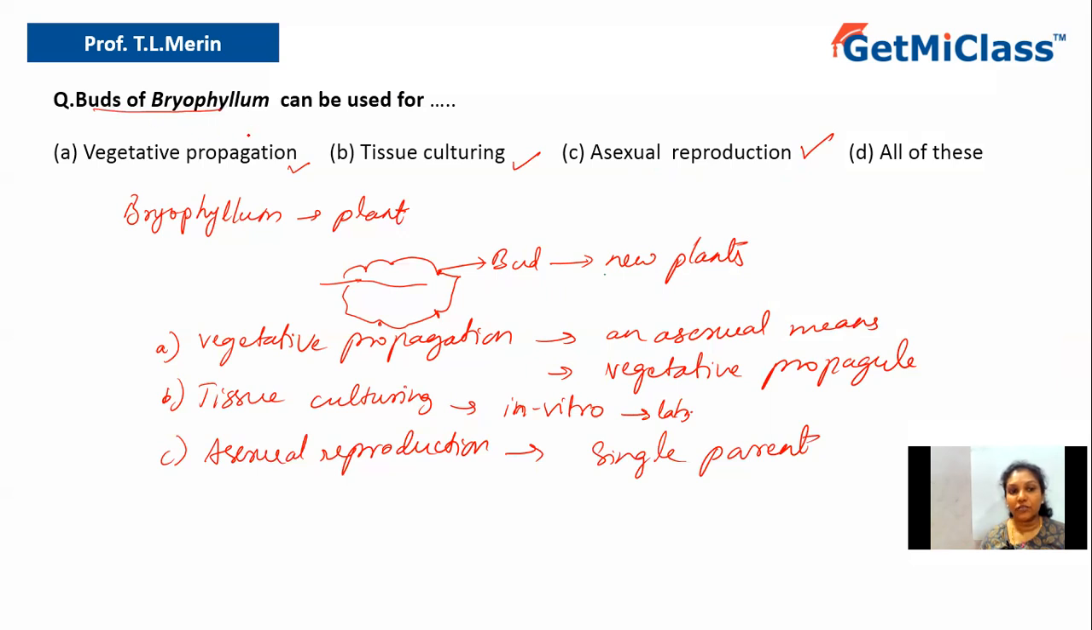So, buds of bryophyllum can be used for vegetative propagation, for tissue culturing, and for asexual reproduction. So option D, which says all of these, is the right answer. Let us conclude. What is the answer? The answer is option D, that is all of these. Yes, all of these can be done utilizing the buds of the bryophyllum.